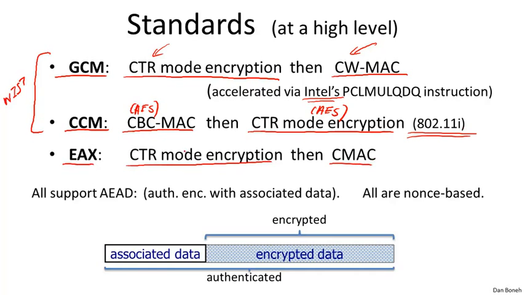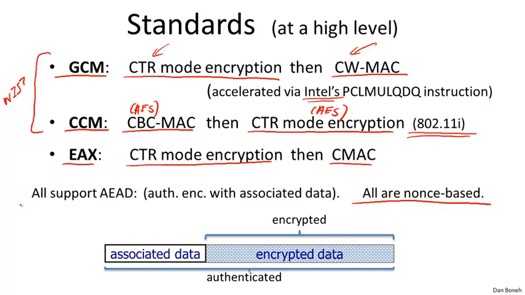Now, I wanted to mention that first of all these modes are nonce based. In other words, they don't use any randomness, but they do take as input a nonce, and the nonce has to be unique per key. As you remember, the pair key comma nonce should never ever repeat, but the nonce itself need not be random, so it's perfectly fine to use a counter, for example, as a nonce.